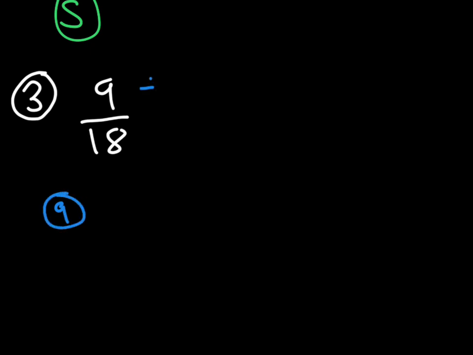So, we divide the numerator by 9, and we divide the denominator by 9, and this will give us 9 divided by 9 is 1, 18 divided by 9 is 2. So, our final answer is a half, and this can't be simplified any further.